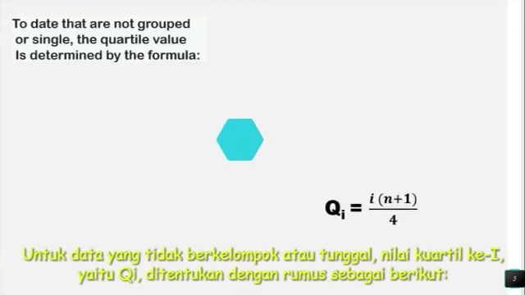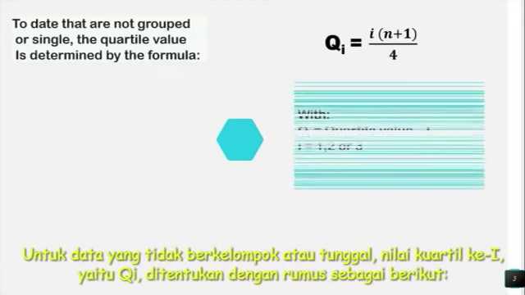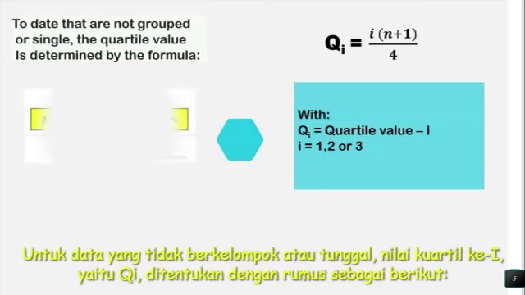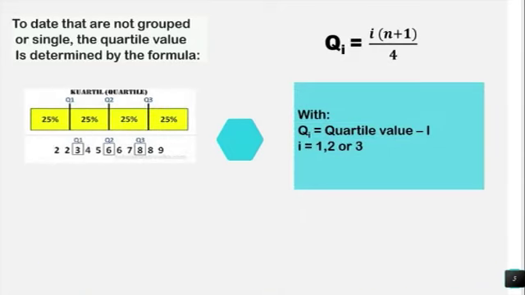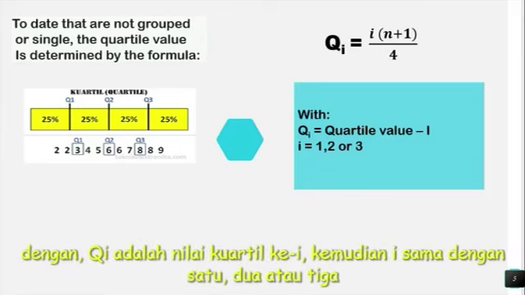For data that are not grouped, or single, the quartile value is determined by the formula Q_i equals i times (n plus 1) divided by 4. We can see an example of this later. Here, Q_i equals the quartile value i, and i is 1, 2, or 3.